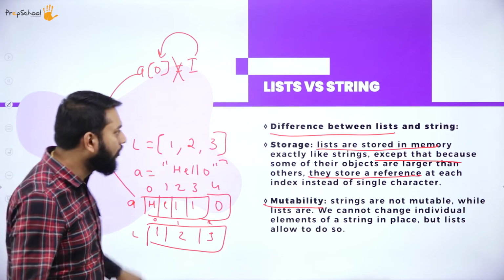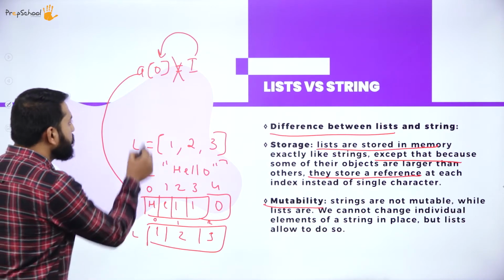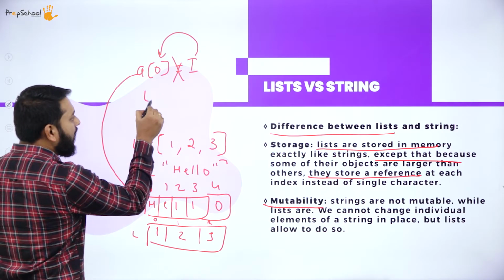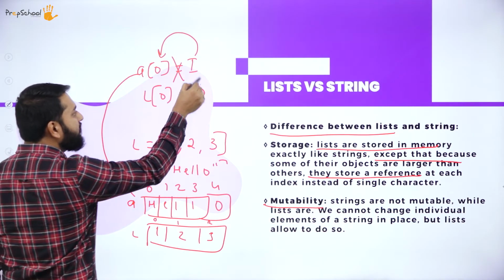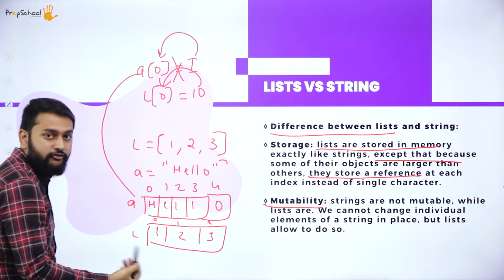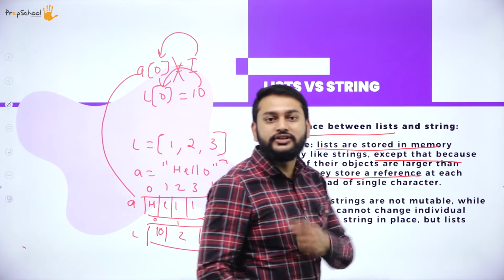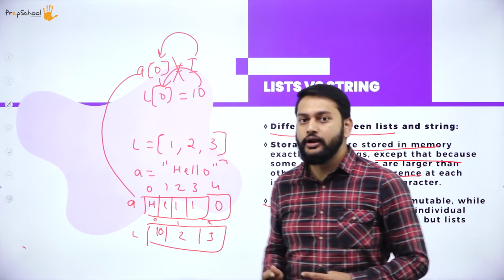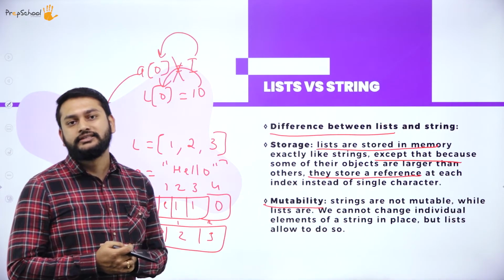So this is what I will call immutable. But when it comes to the list, what is the name of the list? L. So L of 0 is equal to 10. This 10 will be stored in this location. I had 1, so now I will have 10, right? So this is possible in the list. This is what I will call mutable, is what you need to understand, right?